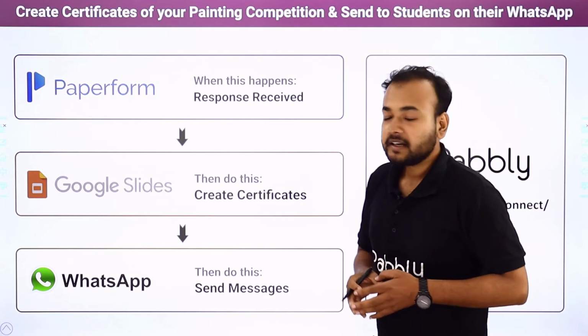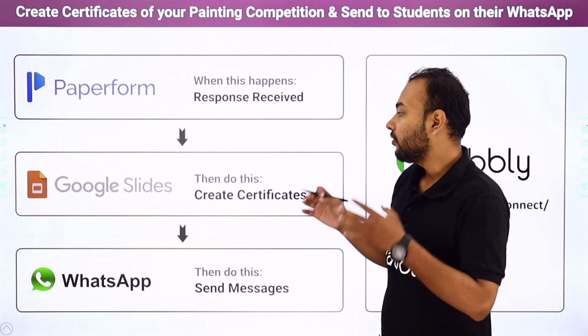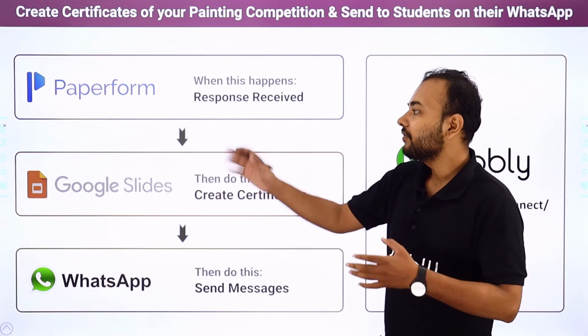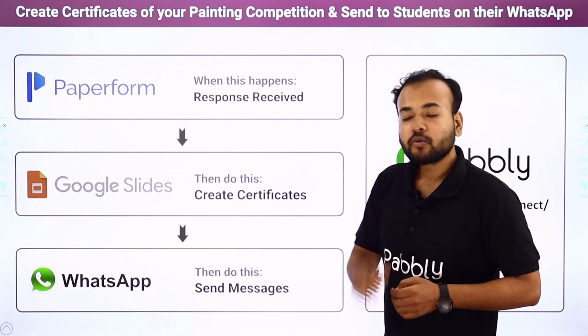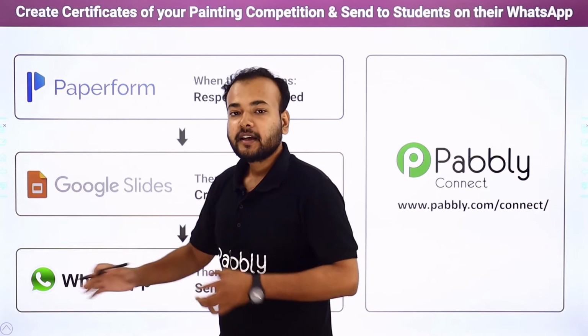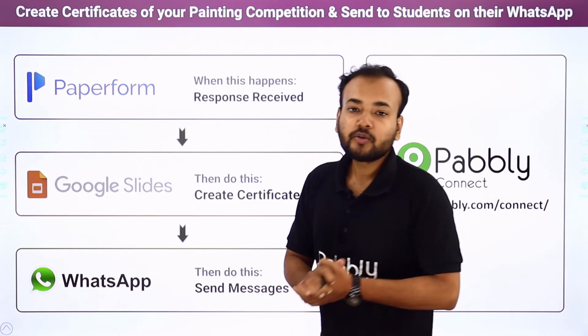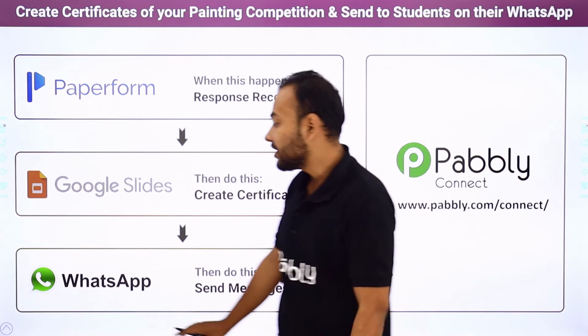Now after that the jury will decide which painting is best, and you want to provide each and every participant of this competition a certificate of participation. To create the certificate of participation you are using Google Slides, right? And now you want to send those certificates to your students, and to do that you are using WhatsApp.